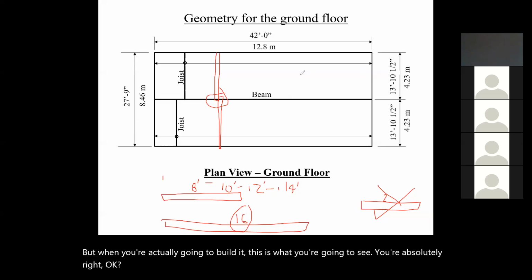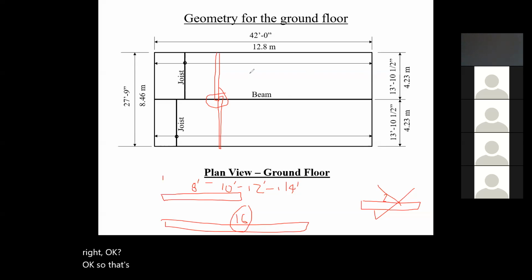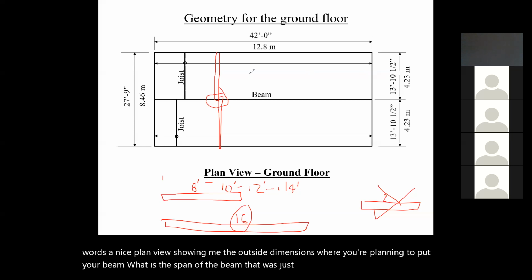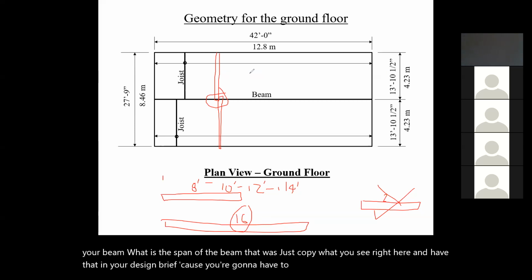Okay, so that's the geometry. So that's what I expect to see in your design brief. In other words, a nice plan view showing me the outside dimensions, where you're planning to put your beam, what is the span of the beam. In other words, just copy what you see right here and have that in your design brief, because you're going to have to come back to this.